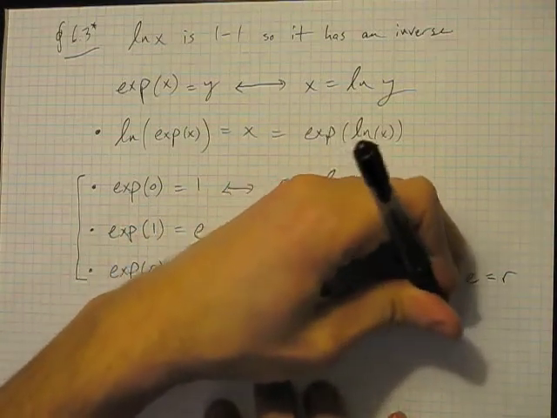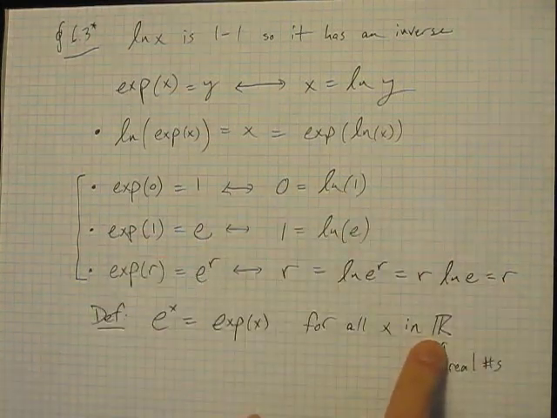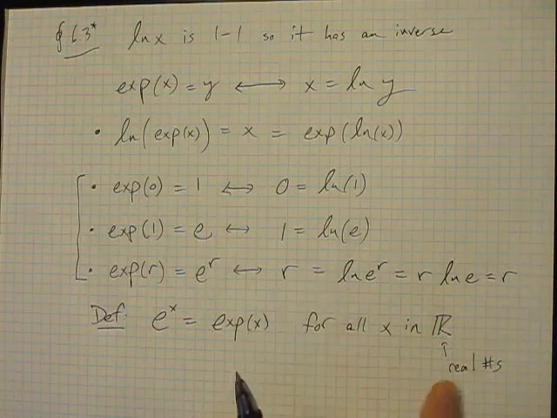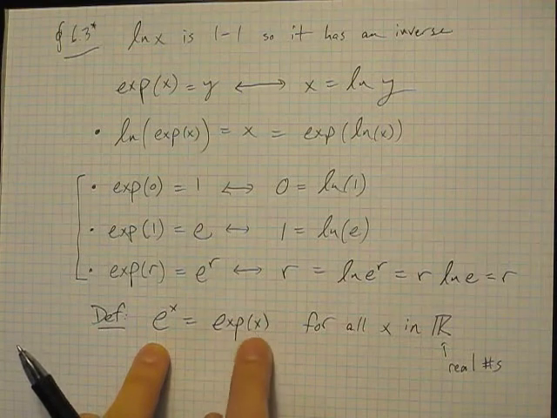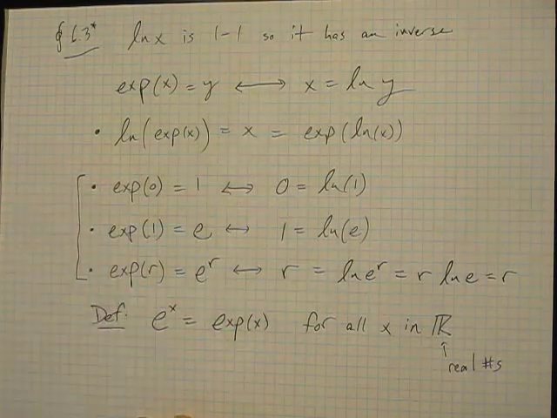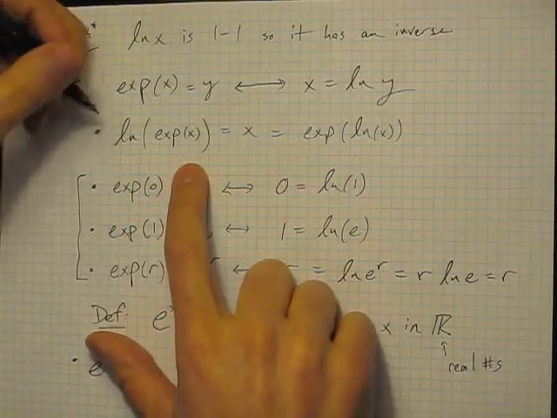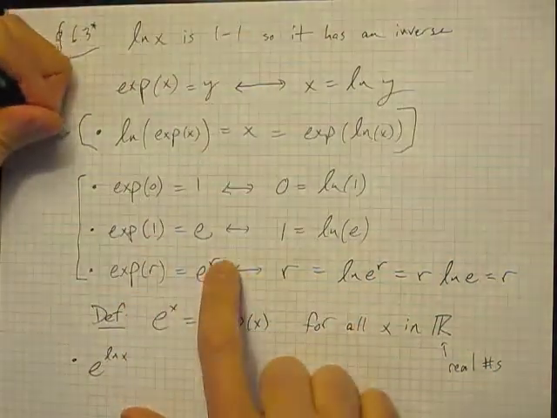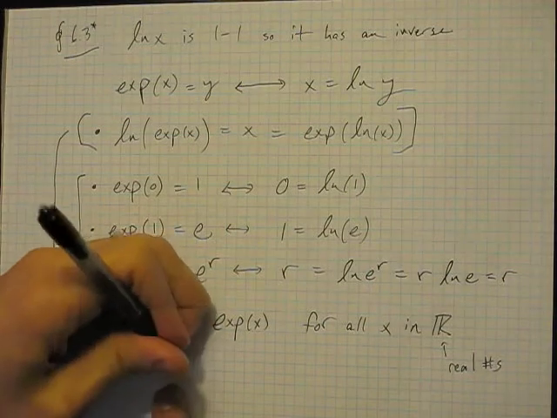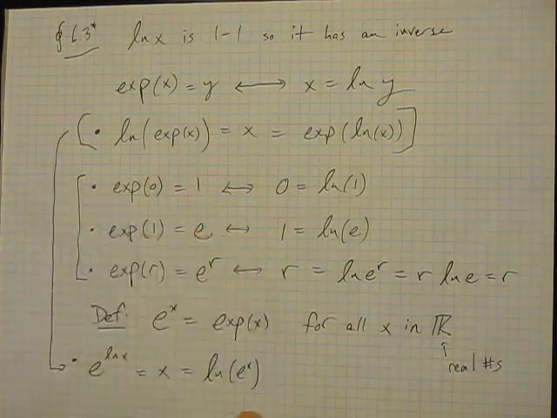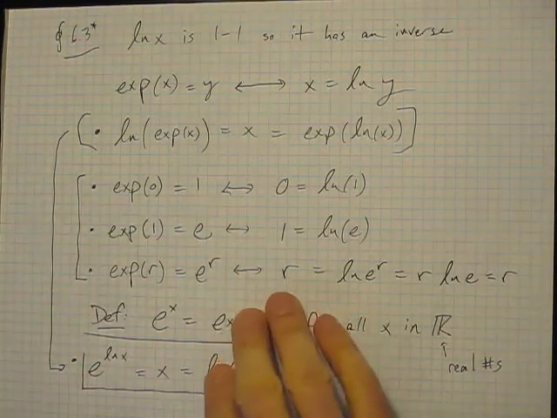x in R. This is the symbol, by the way, for the real numbers. Sometimes we'll write that symbol for the real numbers. It looks like an R with a bar. So for every real number, we define e to the x to be the exponential of x. So now what does that mean? Another more compact way of writing this relationship is to say that if you take e to the log of x, you get x, and if you take log of e to the x, you get x. This will be a fundamental relationship for us as we go through this section.